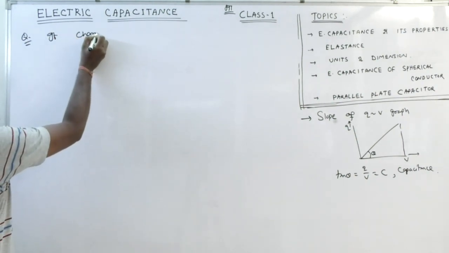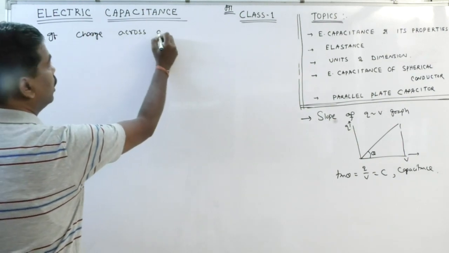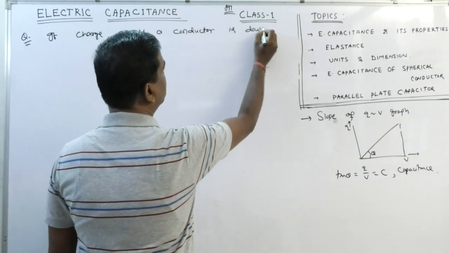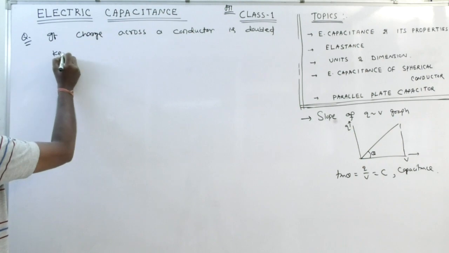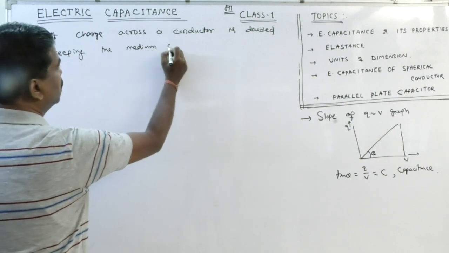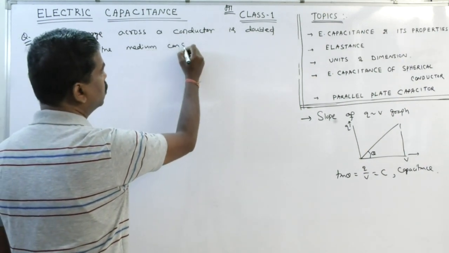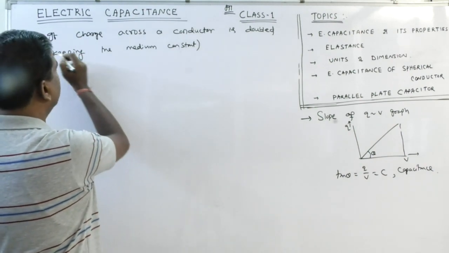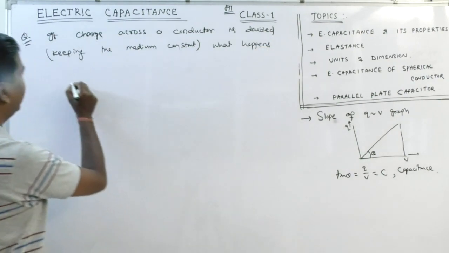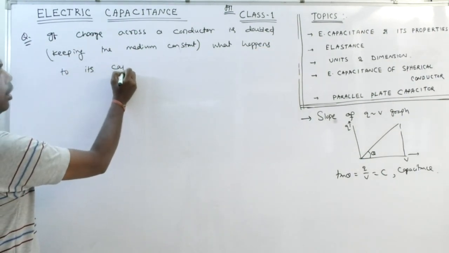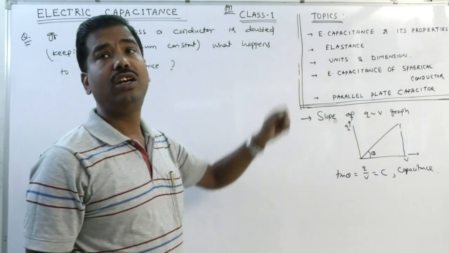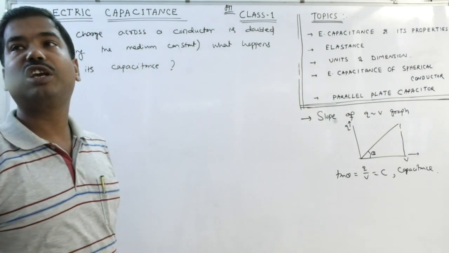If the charge across a conductor is doubled, keeping the medium constant, what happens to its capacitance? If the charge across a conductor is doubled, then what happens to its capacitance?